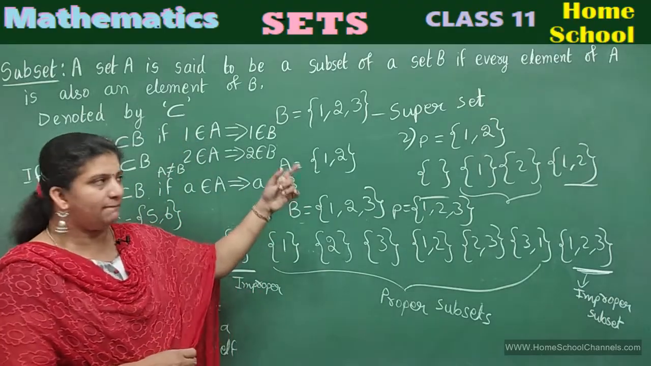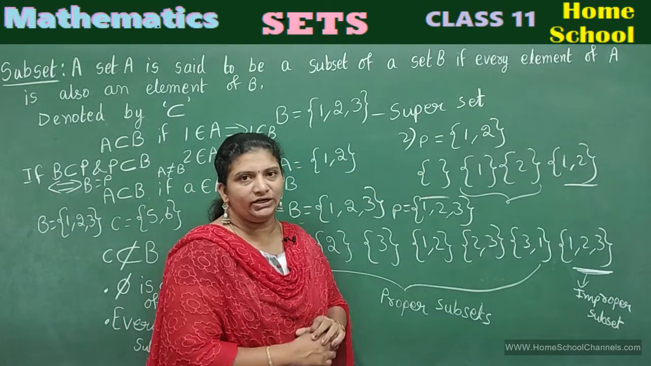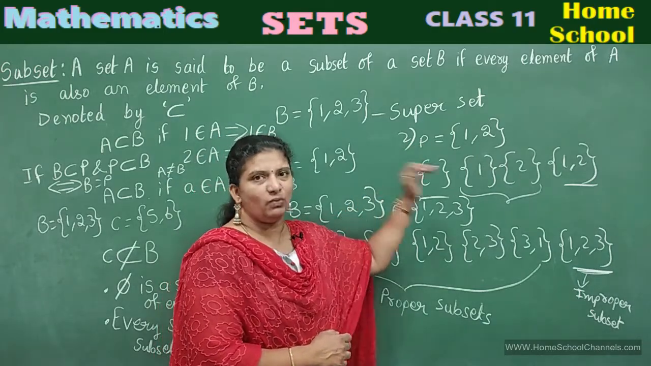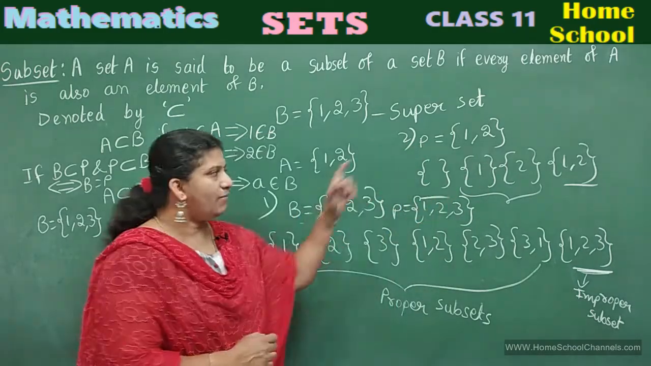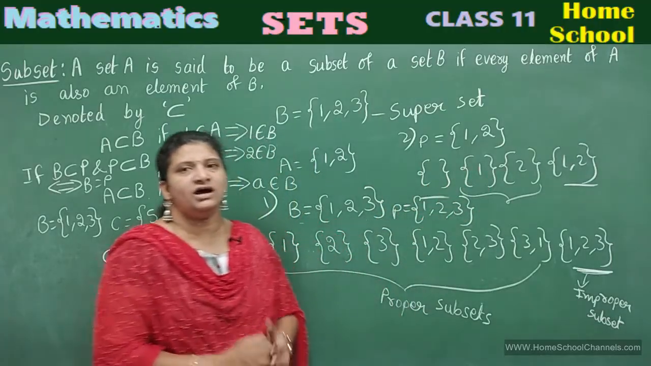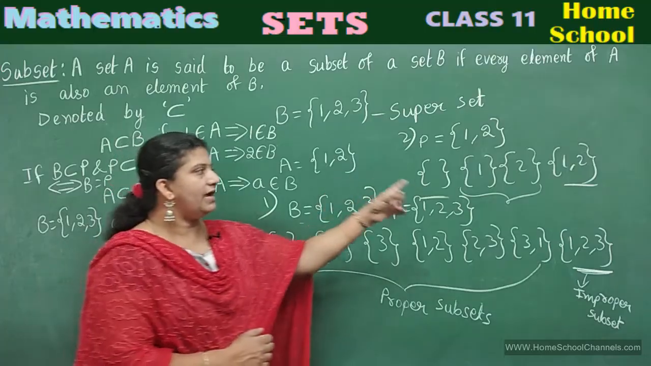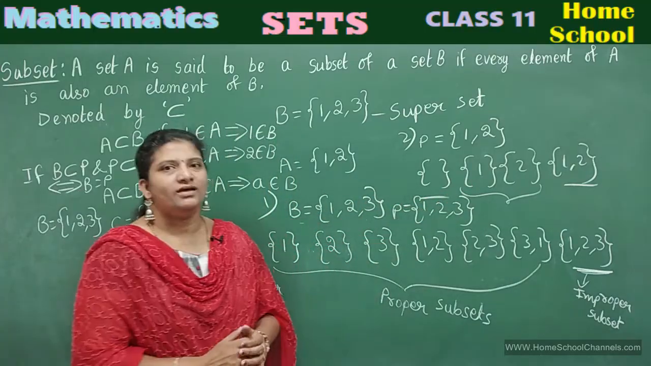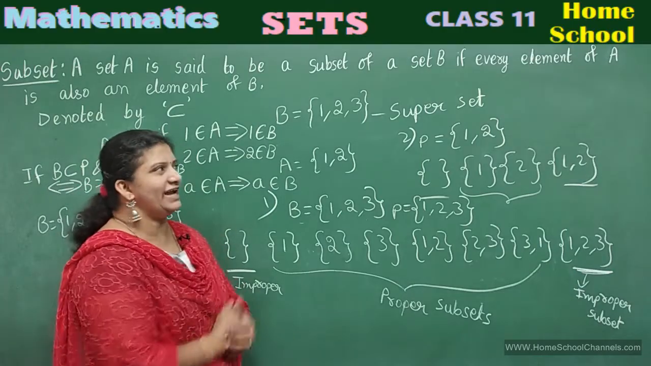And one more example here: P is equal to {1, 2}. From this set, write all the subsets: empty set, {1}, {2}, {1, 2}. Among these, this subset and that subset are called the improper subsets and the remaining two are called the proper subsets. And the next one, superset.